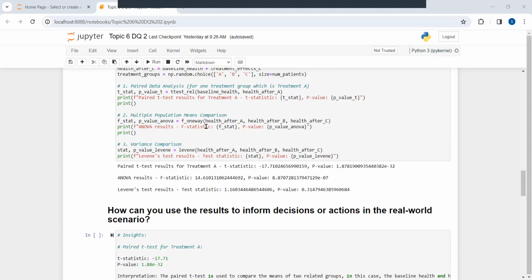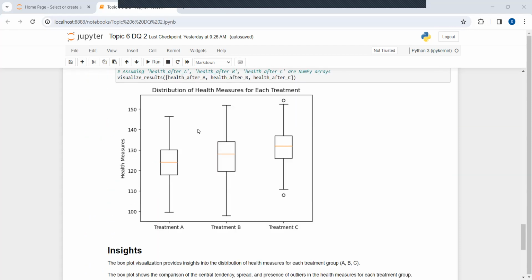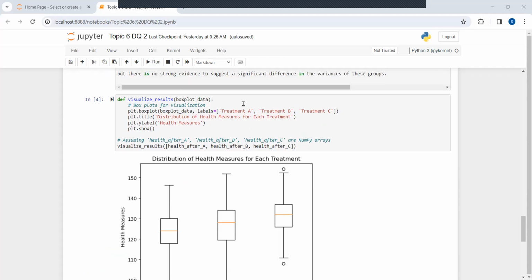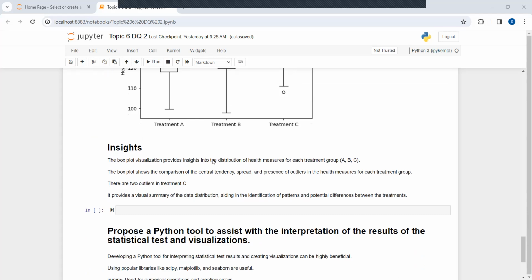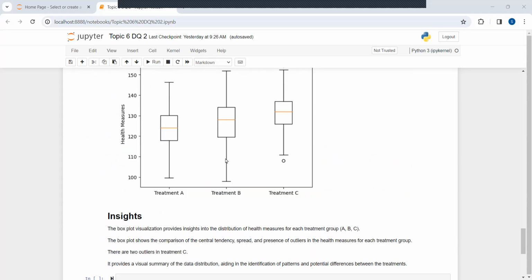Now, this is the box plot. This is the visualization that I have here for treatment A, treatment B, and treatment C.